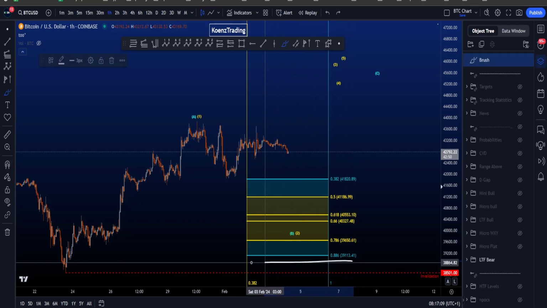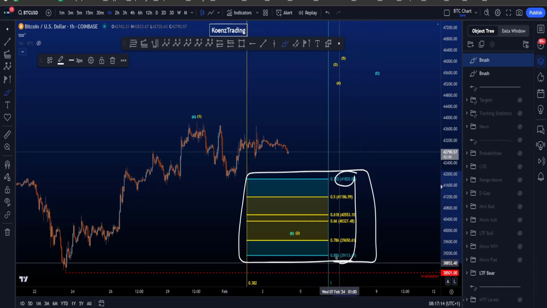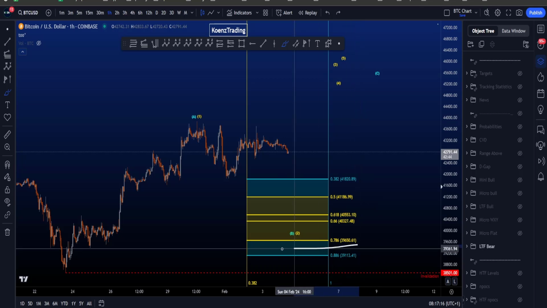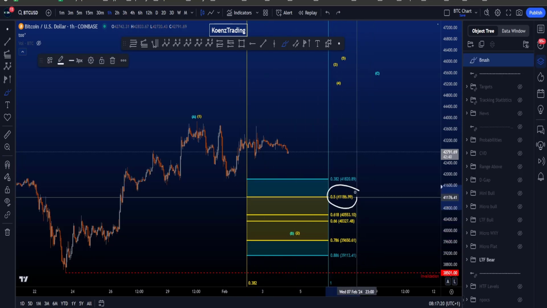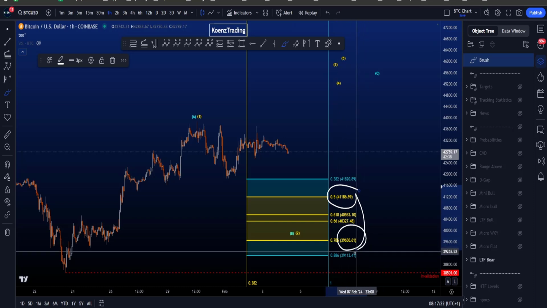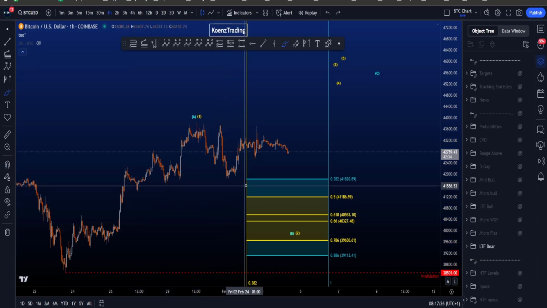The most common target for wave B is between the 0.382 and the 0.886, between 41.8k and 39.1k. The most common target for wave 2 is between the 0.5 and 0.786, 41.1k to 39.6k, taken from the low to the high of A or 1.